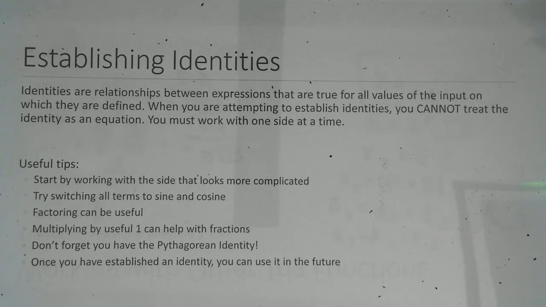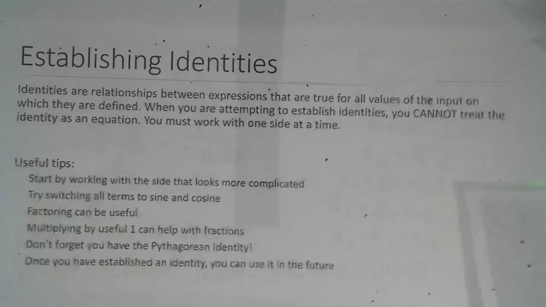Multiplying by a useful 1 can help with fractions. So if you have a gross denominator, sometimes that helps out. Don't forget you have the Pythagorean identity: sine squared of theta plus cosine squared of theta equals 1. And then once you've established an identity, you can use it in the future. So if you prove something that's super complicated, but it helps you in the future, just say, I proved it once, don't have to prove it again. No, I won't accept that on a test. You got to actually show me, but hey, at least it'll save some time.